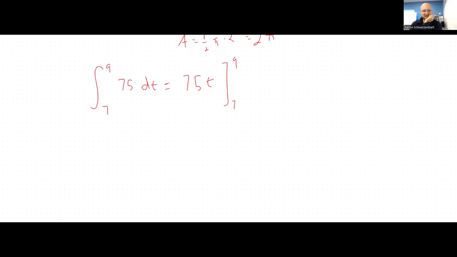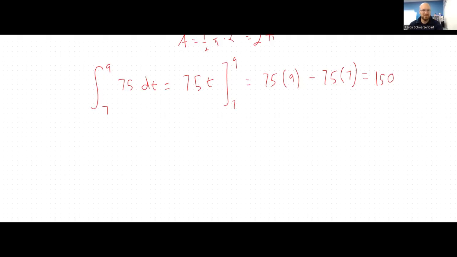So what does this mean? To get this area, I do the upper bound minus the lower bound. The integral changed to a bracket from lower bound to upper bound. So 75 times 9 minus 75 times 7. I don't know what 75 times 9 is, but I know that the difference is 2, so it's 150. We'll really only be doing very, very basic ones.